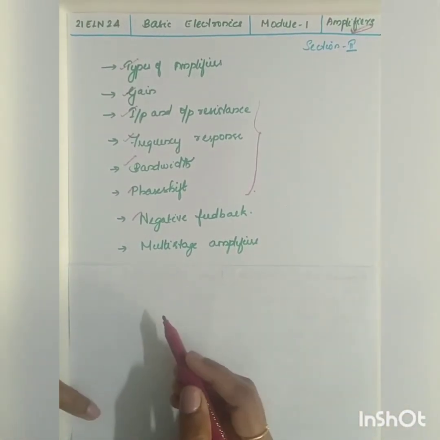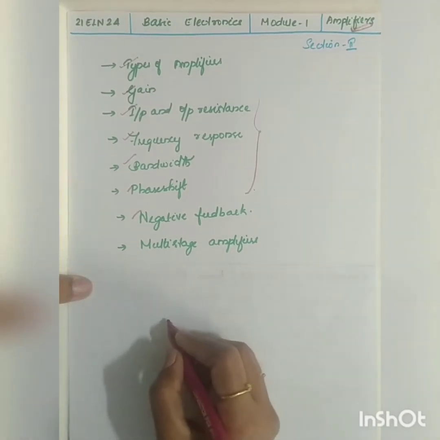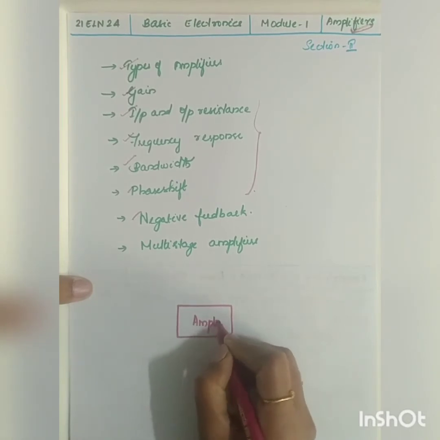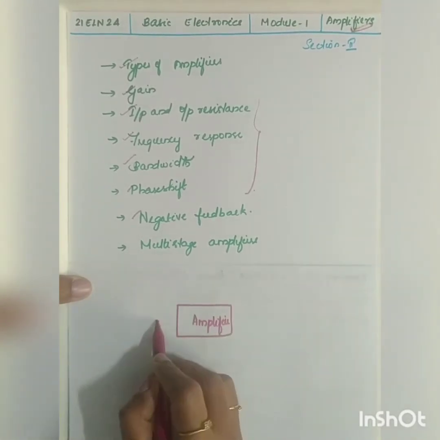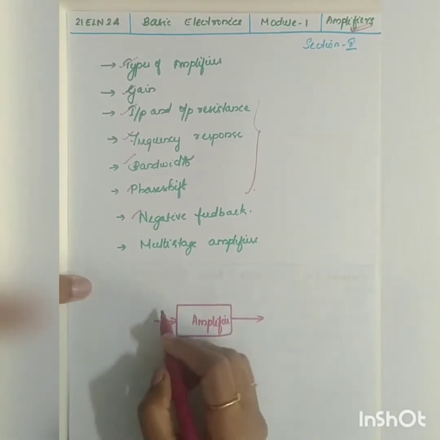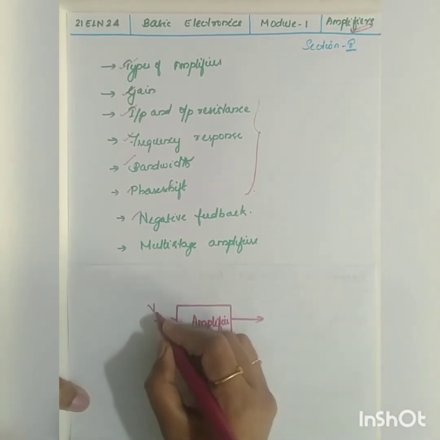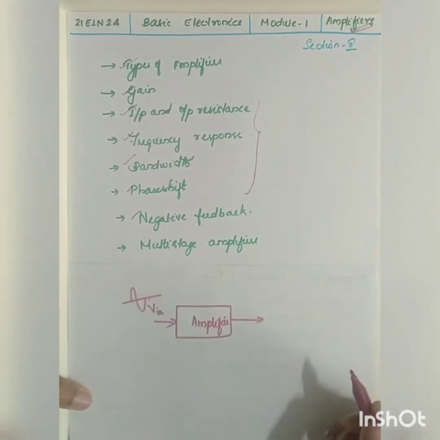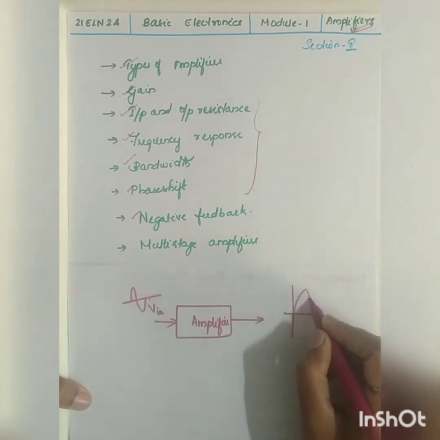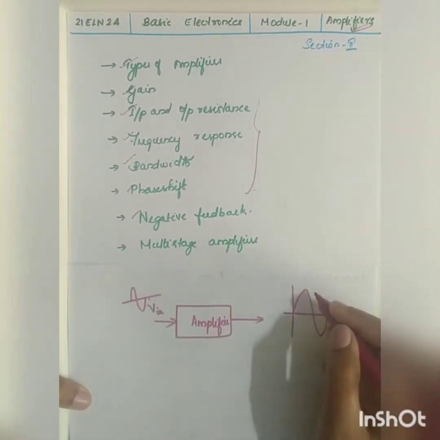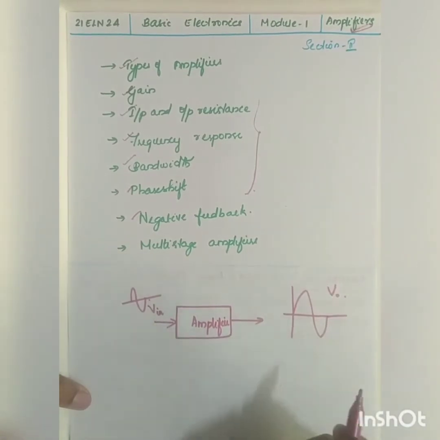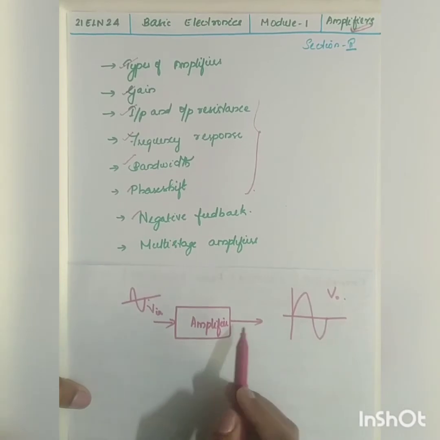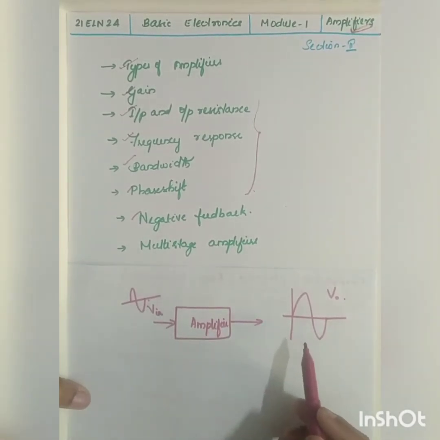Before going on to the topic, we have to know what is meant by an amplifier. An amplifier can be defined as an electronic device which strengthens the input signal. Suppose the input signal is V in, which is a small signal, then the output V naught will be a larger signal. So an amplifier is an electronic device that strengthens the input signal to a higher value.